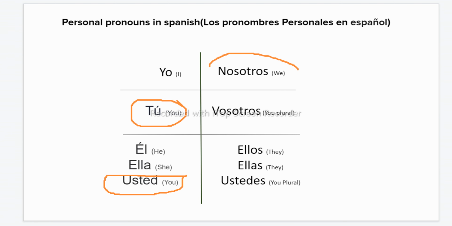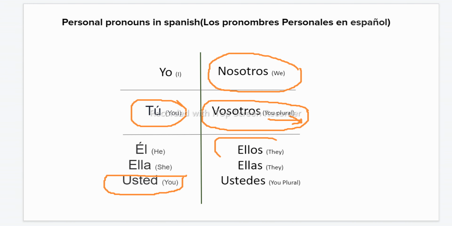Now nosotros, we. In English it is we, but in Spanish it is nosotros. For you plural, like when there is a group of people and you are addressing those people, you will use vosotros. Vosotros is basically used in Spain.